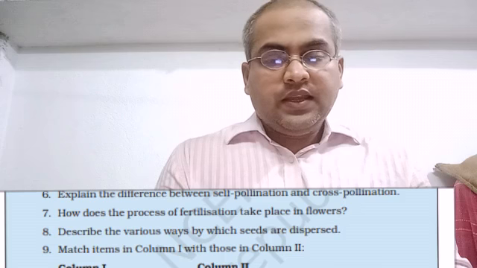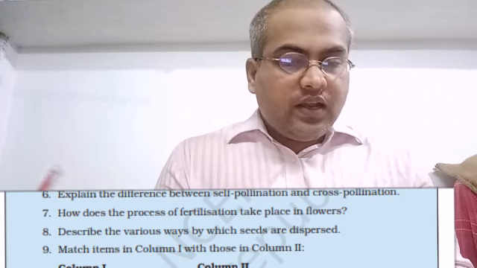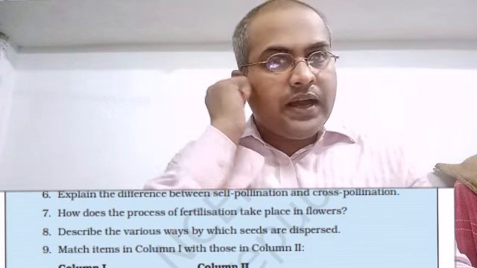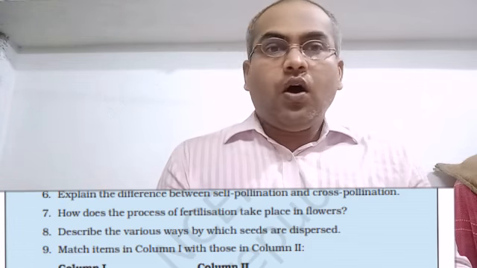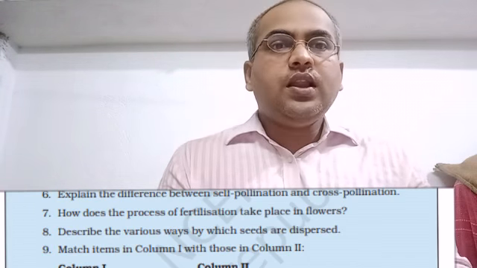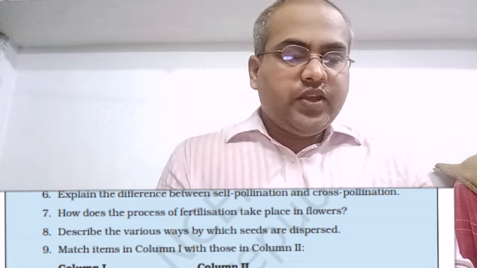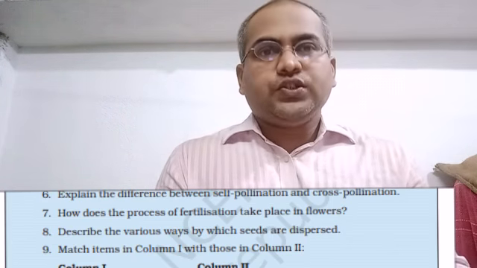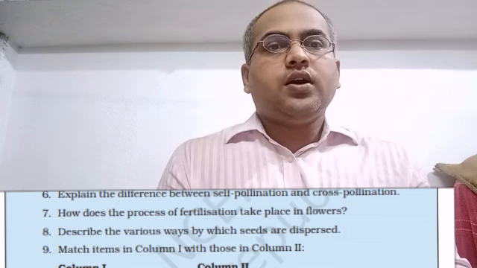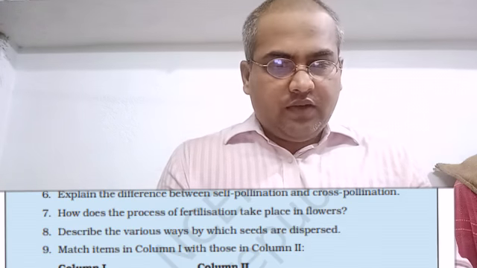We need them. Number 3, self-pollination occurs only in bisexual flowers. Occurs only in bisexual flowers. Number 3, cross-pollination occurs in unisexual flowers.